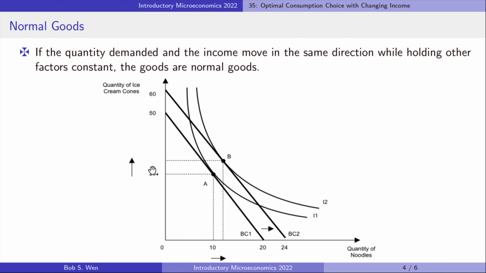In our example, both ice cream and noodles are normal goods because, assuming that the prices of both goods are constant and the consumer's tastes are also fixed, then the demands for both goods increase as income increases. Most goods in our daily lives are normal goods. We are willing to purchase more and consume more normal goods as we become richer.